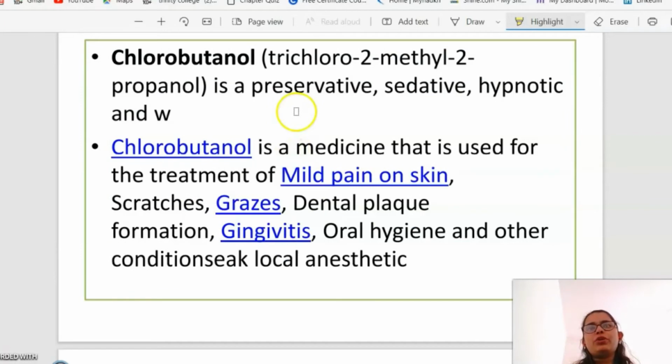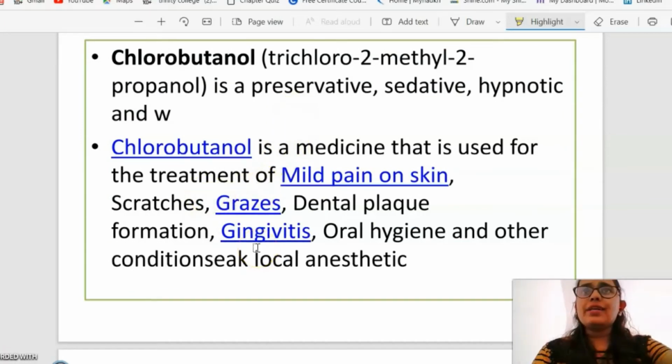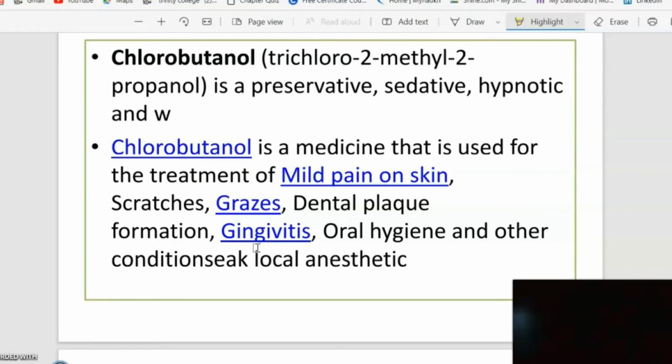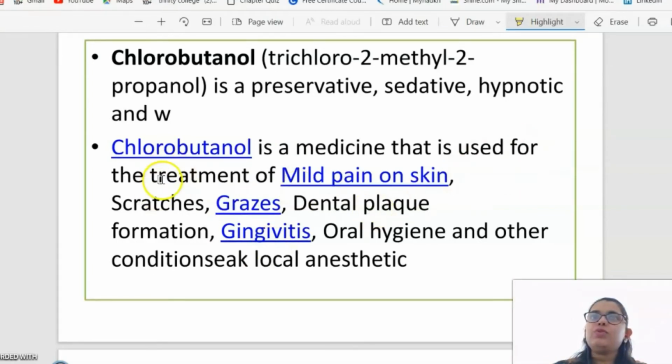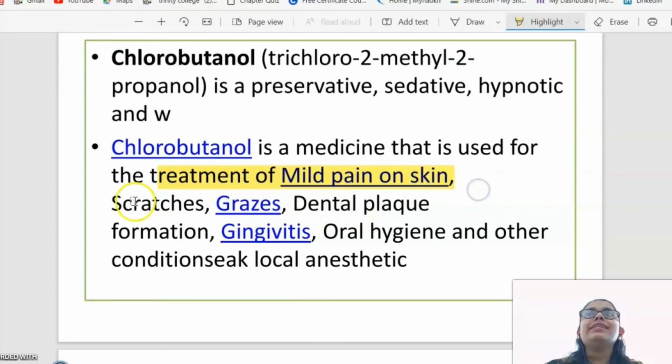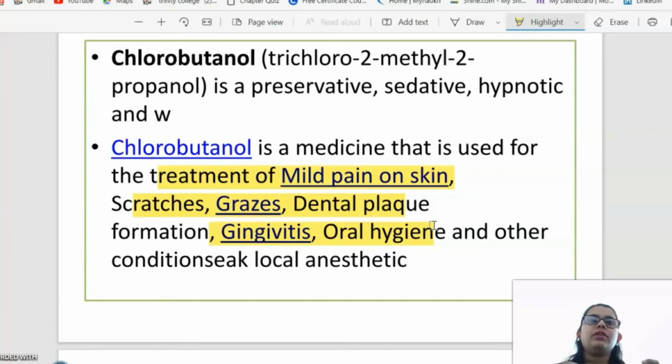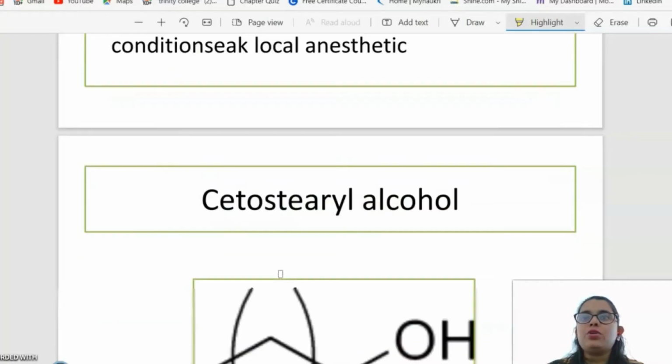Okay, some more uses I have added here. Chlorobutanol is a medicine that is used for the treatment of mild pain on skin, scratches, grazes, dental plaque formation, gingivitis, oral hygiene. If you want to check, you can check on your toothpaste, whether you find chlorobutanol in those products. So it is also used for oral hygiene purposes. If you have mild pain on skin, then also you can use chlorobutanol.